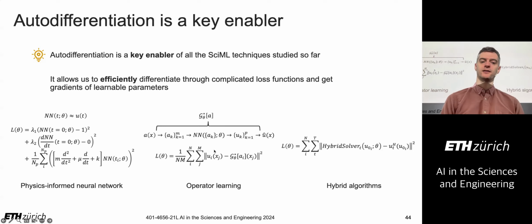We use Autodiff to get gradients of the loss function of neural operators, to differentiate through these operators. And with these hybrid algorithms, I'm now showing you that we can use Autodiff to differentiate through our existing traditional numerical algorithms as well. So it's well worth understanding more deeply how the machinery behind Autodiff works, so that you fully appreciate and understand how these SciML algorithms work and train.